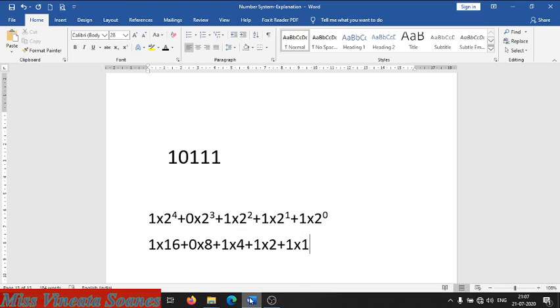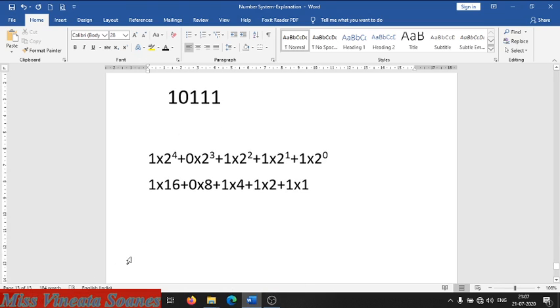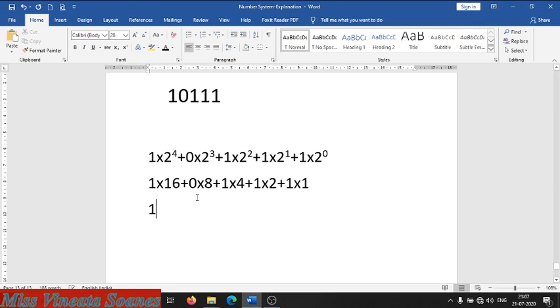So now in the next line you're going to get 16. 1 into 16 is 16, then plus 0 into 8 is 0. So remember, don't make a mistake on this: 0 always gives you 0. So 1 into 4 is 4, plus 1 into 2 is 2, and 1 into 1 is 1. So there you have 16 plus 4, which is 20, and yes, the answer is 23.